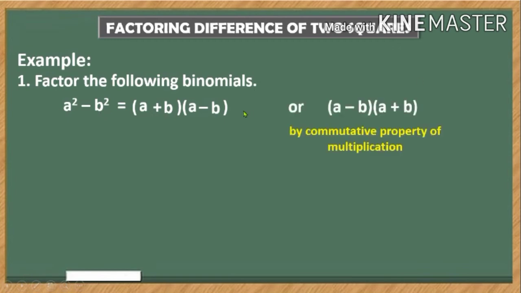So we can write the product of a minus b and a plus b, and that is because of the commutative property of multiplication.